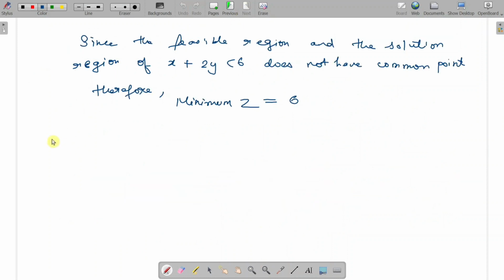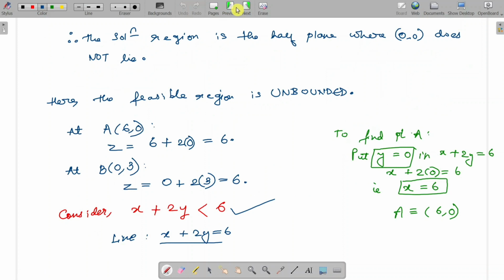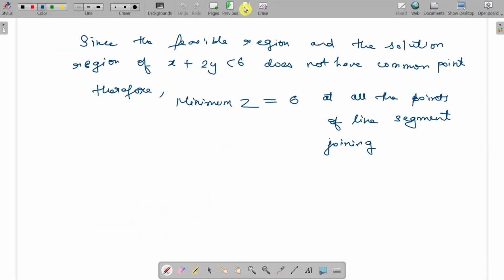So what we will get is at all the points of the line segment joining points 6, 0 and 0, 3, okay? So I hope you have understood the solution of the problem.